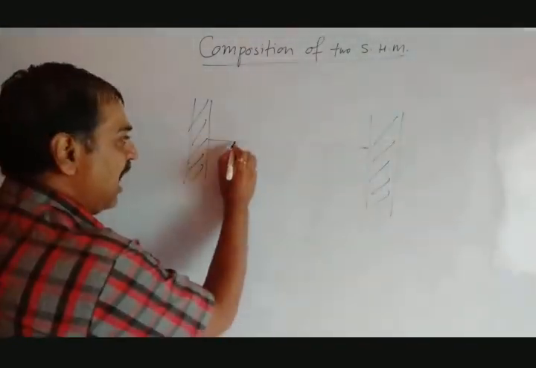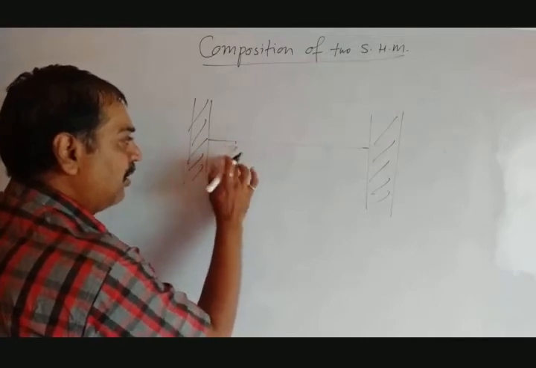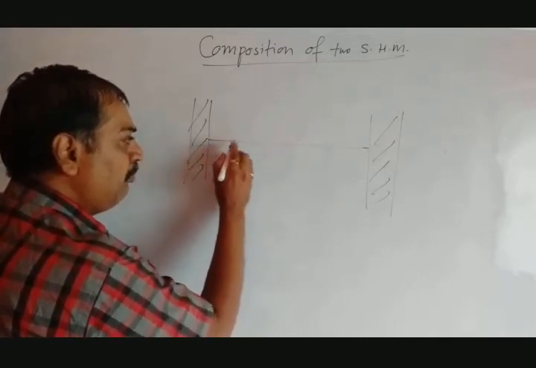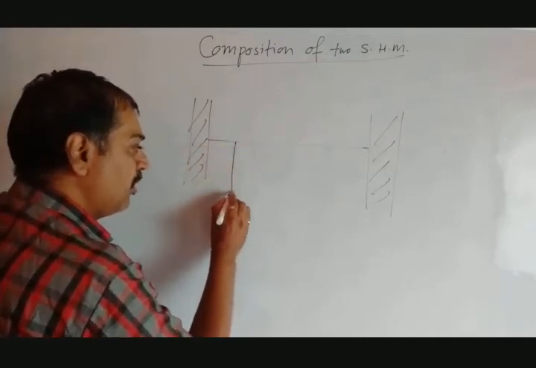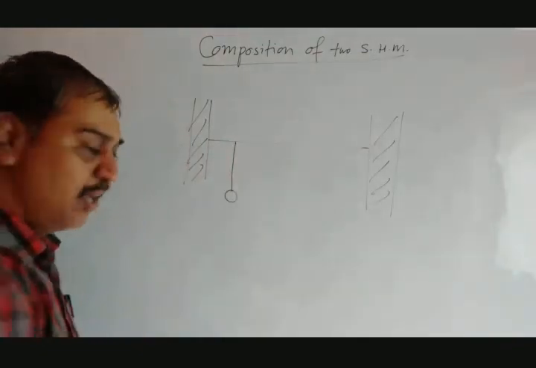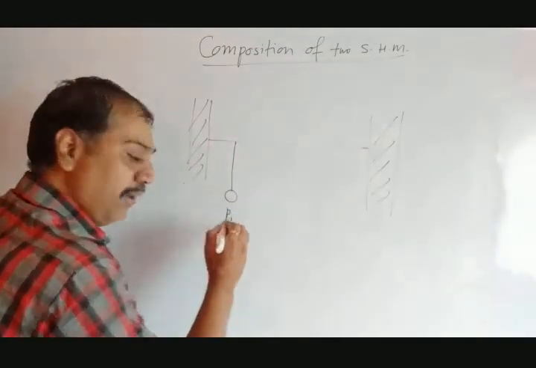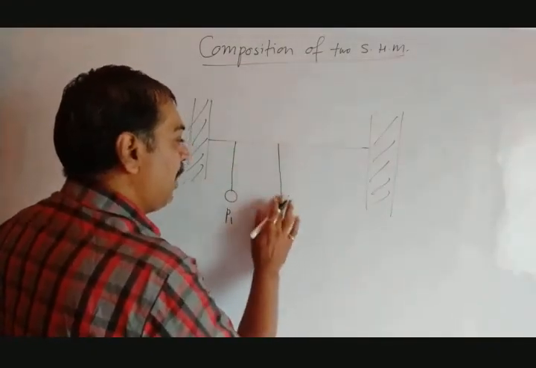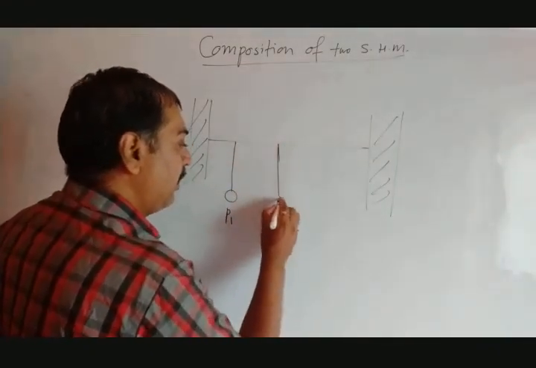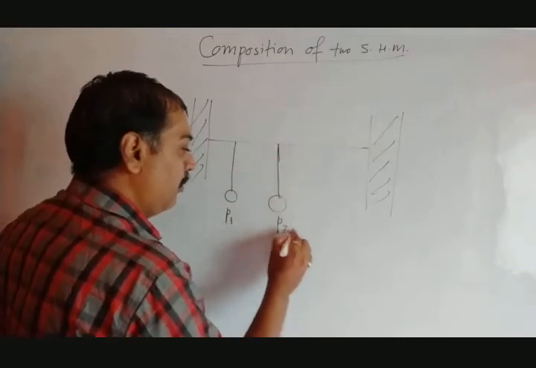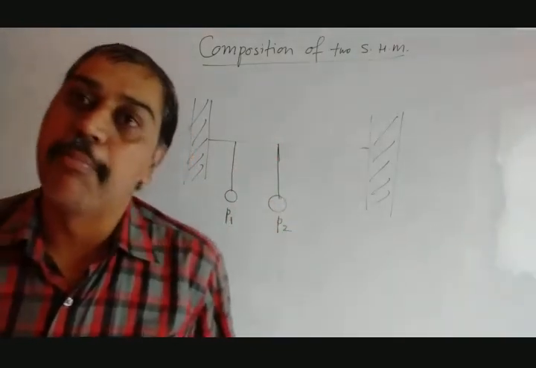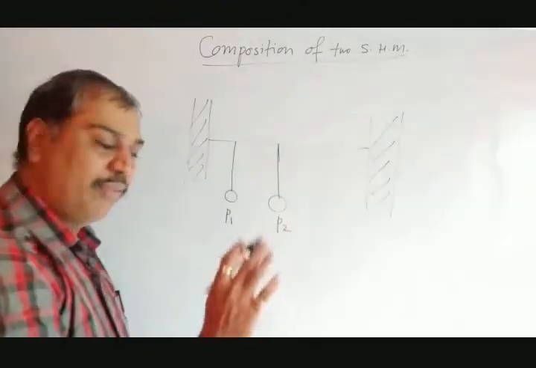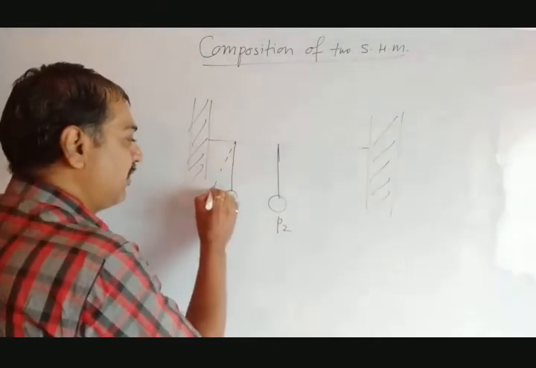And to this I have taken the first simple pendulum. Suppose this is the first simple pendulum, or first particle, we say P1. Similarly, this is the second particle, P2. Both are performing simple harmonic motion. The only difference is what? Its amplitude is this much.